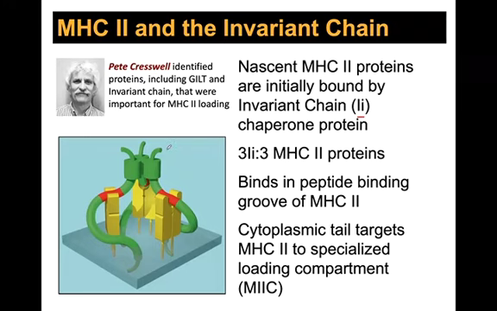Okay, so the cytoplasmic tails target this MHC2 to the specialized compartment called the M2C, and then they also direct the folding of it, and they provide that initial peptide to make sure that the MHC2 is folded, that it doesn't fall apart. Okay, and if you don't have this protein called the invariant chain, then you don't get any MHC2 on the cell surface.